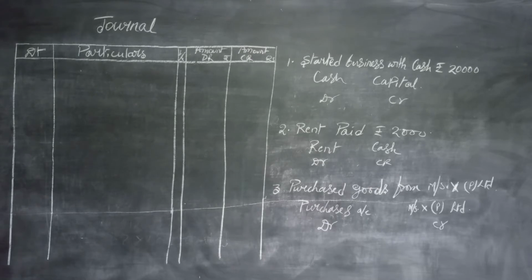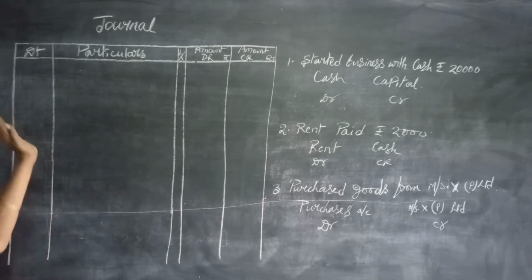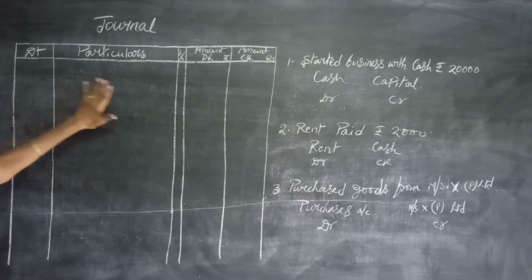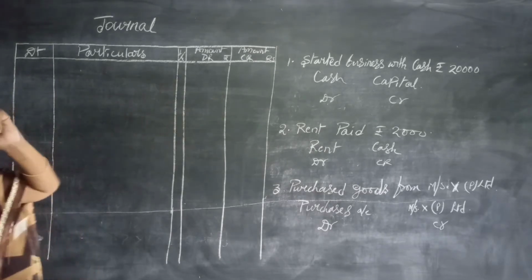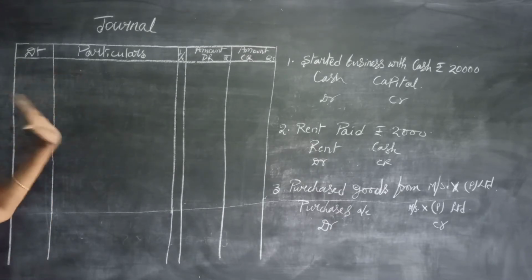Children, now let us see the format of journal. See, these are the pages. It is nothing but a register in which all the pages are printed in this manner. The page is divided into five columns. The first column is meant for the date of the transaction, and the second column, a wider one, is for particulars, meaning which account is debited and which account is credited.